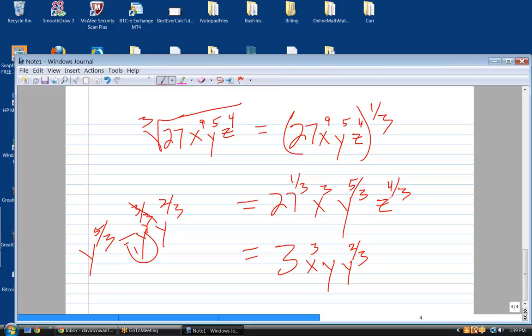And what can I do with z? You can make it z to the z squared. Well, z to the 4/3 is equal to z times z to the 1/3. In other words, I'm always looking to pull out the whole variable there. And I'll show you why.